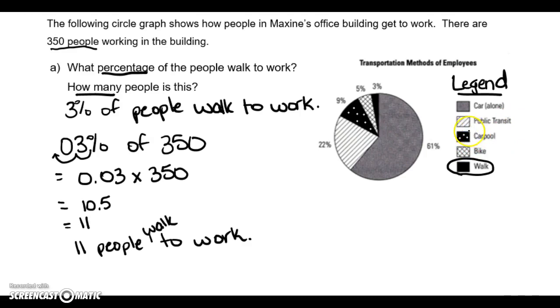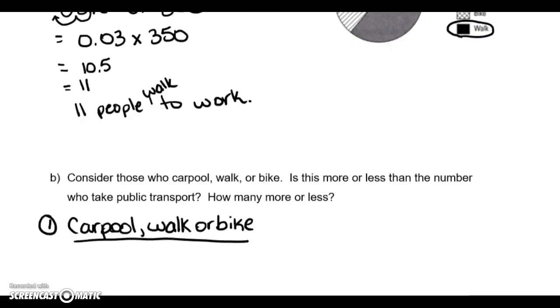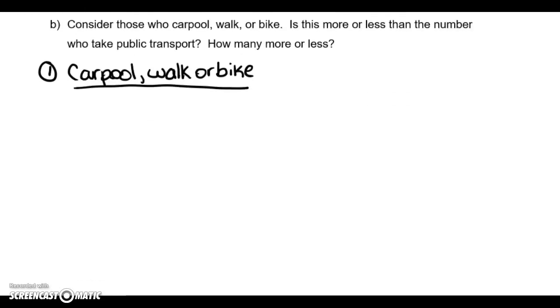That's our black section with the dots in them. So we have 9%. Then we have the people who walk to work, which was 3%. And then we have the people who ride their bike to work, which is 5% here. So to find that total percentage, we're just going to add up 9%, 5%, and 3%. So we'll take 9%, add it with 5%, and 3%.